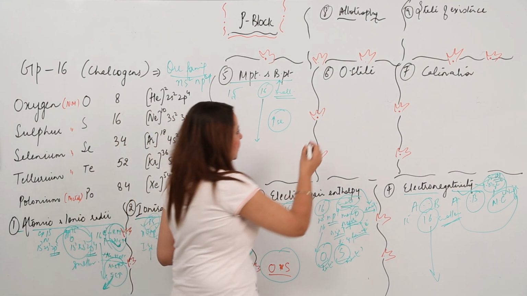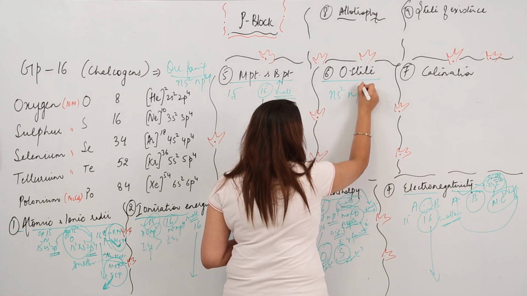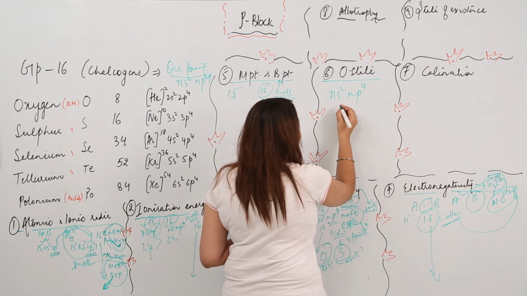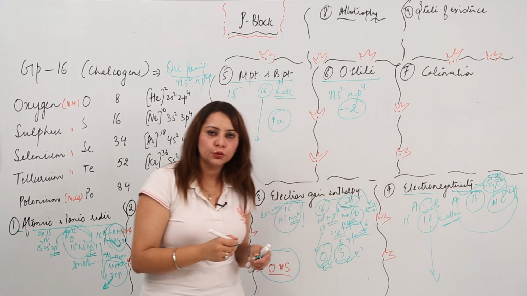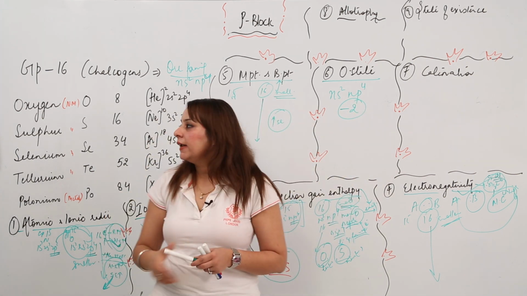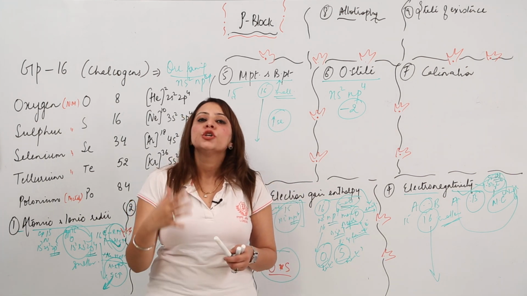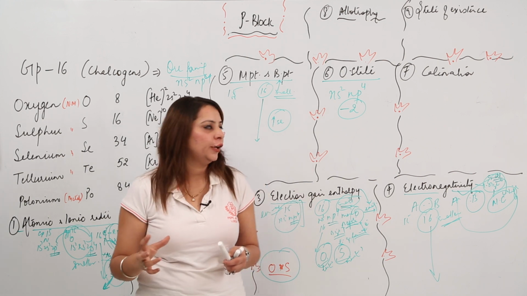The next is oxidation state. As we know, they have configuration ns2 np4, so that means they are very near to the noble gas configuration. They will need 2 electrons and their oxidation state will be -2. So mostly the oxidation state exhibited by these members is -2, because they have np4, so they are in immediate need of 2 electrons in order to acquire noble gas configuration.